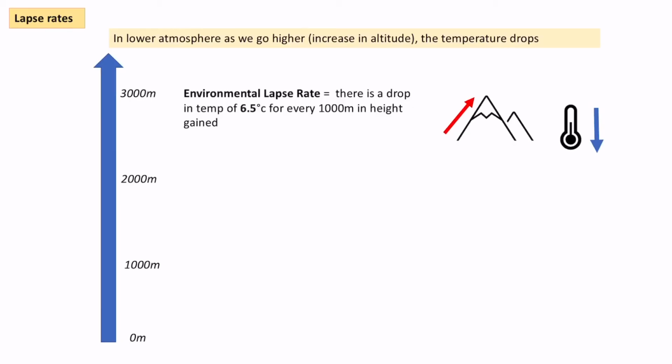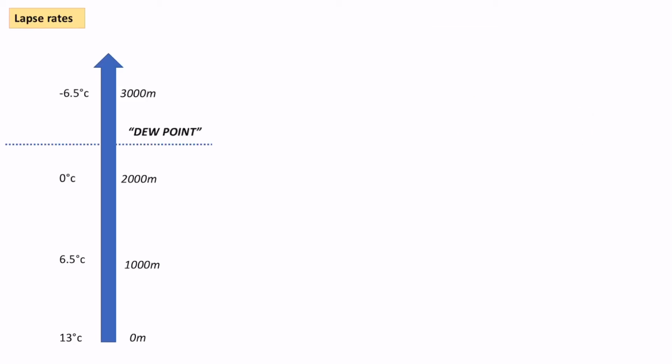That means for every 1,000 meters I go up, the temperature of the air will go down by 6.5 degrees Celsius. So if the temperature is 13 degrees at sea level, if I go up 1,000 meters, it's going to be 6.5 degrees C. If I go up another 1,000, it's going to be 0, and then minus 6.5 degrees C by the time I reach 3,000 meters. However, I need to now think about this in terms of parcels of air and whether the parcel of air is dry or saturated, because these parcels cool at different rates.